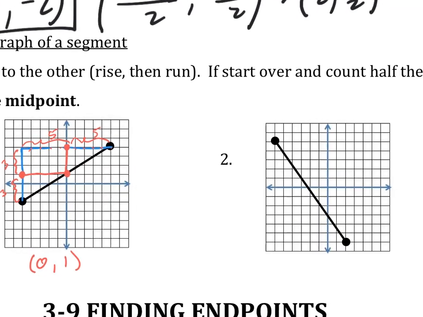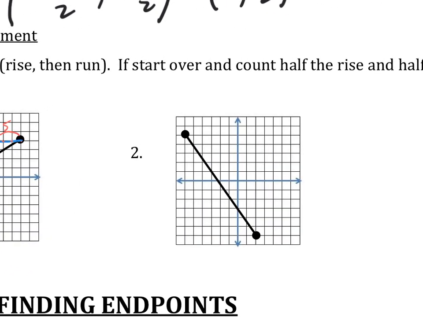If you prefer to use the formula and you're given a graph, you still absolutely can use the formula. You just want to pull your 2 points off of your graph. So this would be the point -6, 5. And this would be the point 2, -6. And then you can substitute into the formula from there.